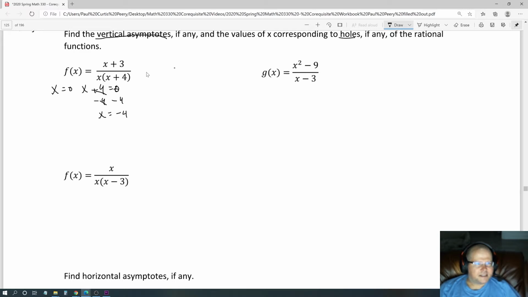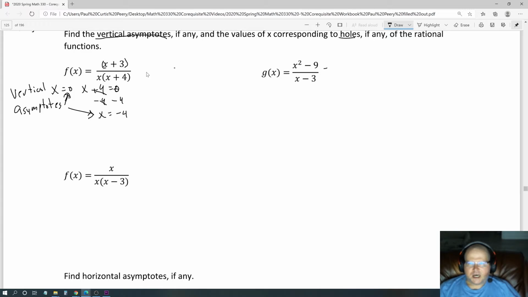Now, in this case, nothing is going to cancel out, and since nothing cancels out, these are both vertical asymptotes. That one and that one. They're both vertical asymptotes, okay? Because nothing canceled out. Let's try the next one.